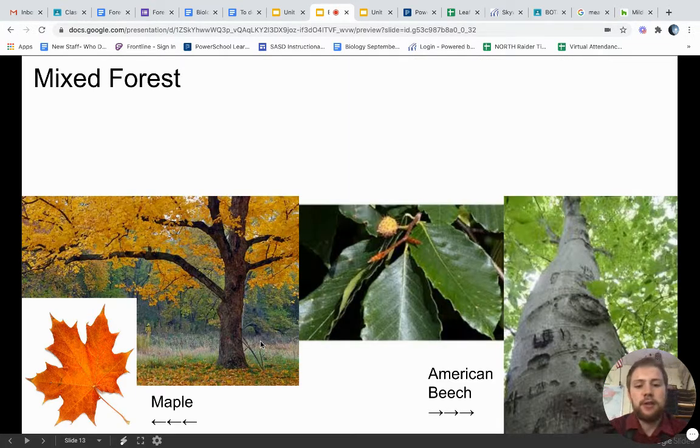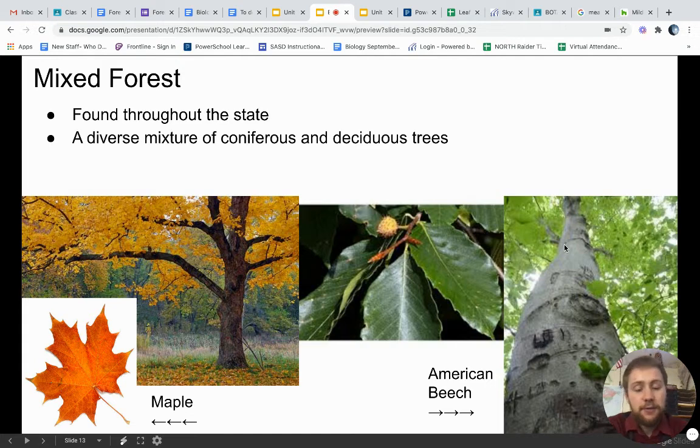Mixed forest is one that really requires us to look at the history of the geography of our state. So let's go ahead and look at that. It's found spread out and distributed quite expansively throughout our state. It's in the southern part, it's in the northern part, and this is a diverse mixture of coniferous and deciduous trees.